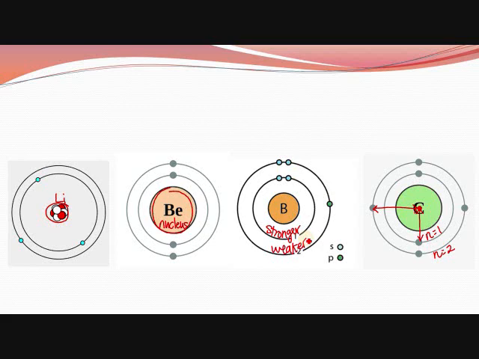But since these are in the same row, we know lithium has 3 protons and 3 electrons because it has an atomic number of 3. Beryllium has an atomic number of 4, so it's 4 of each. Boron has 5, and then carbon has 6.